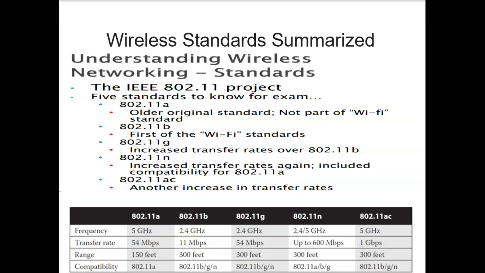Wireless standards. I took this and made kind of a summary from some other slides that I have. So here are the 5 basic standards and just a little ditty about each. B was really the first Wi-Fi standard, right? G increased the transfer rates, which was important. N included backwards compatibility to A, and then 802.11ac again just increased the transfer rates. And you can see them summarized in the slide at the very bottom. For each, you see the frequency, transfer rate, range, and capability.